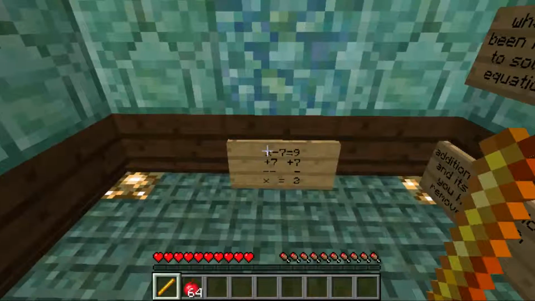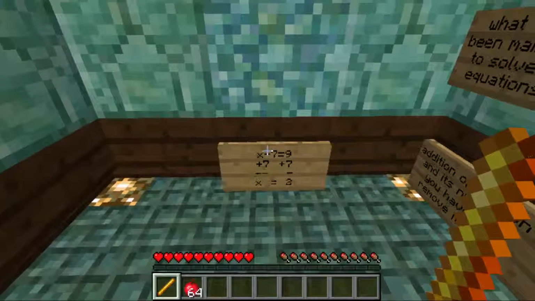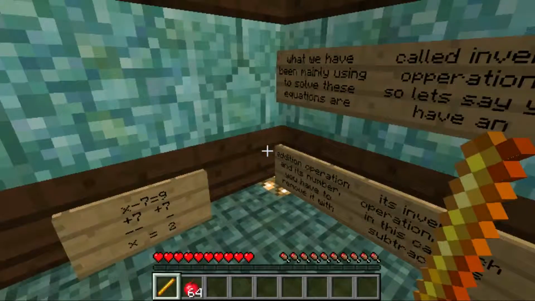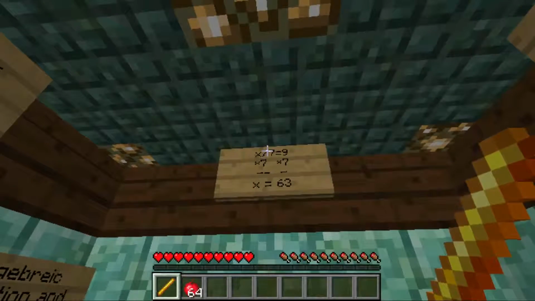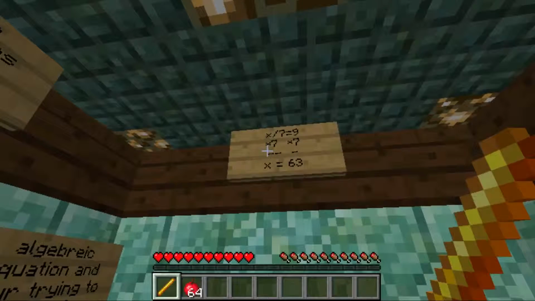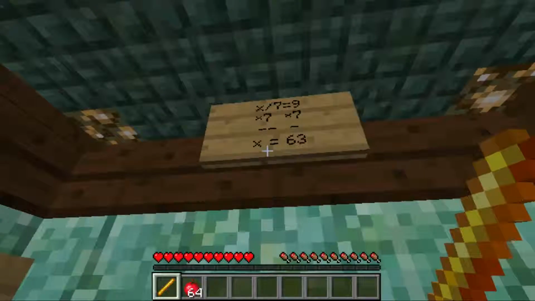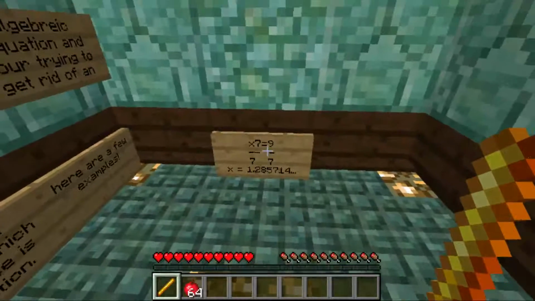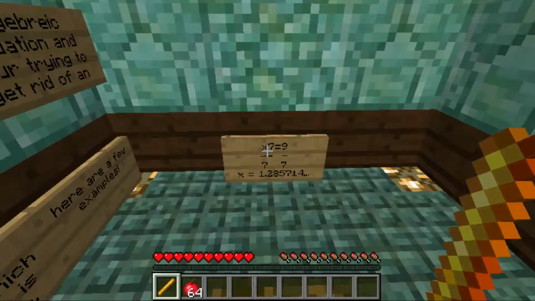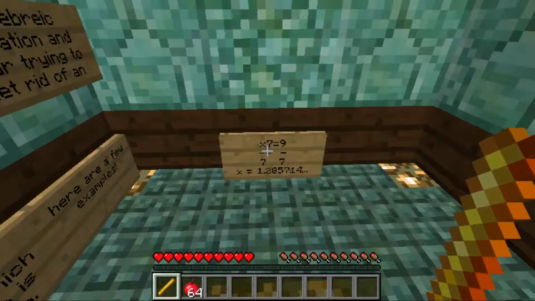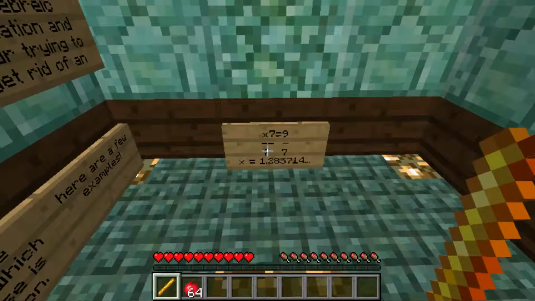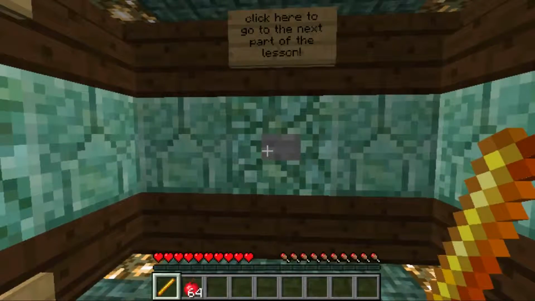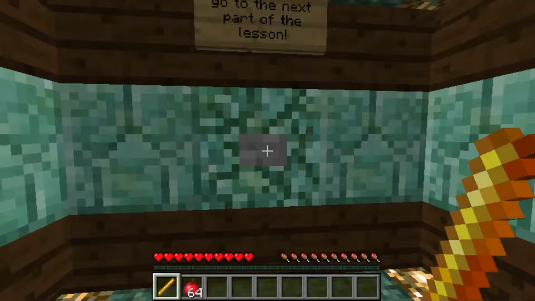And so you probably understand it now. The inverse operation of subtraction is addition. Inverse operation of division is multiplication. And that is actually a multiplication sign there. And the inverse operation of multiplication is division. And so yeah, that's pretty much it for that.